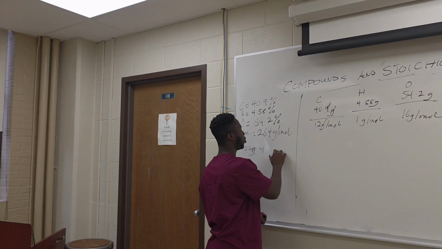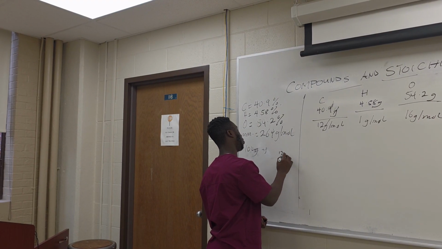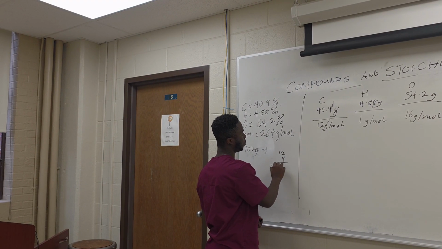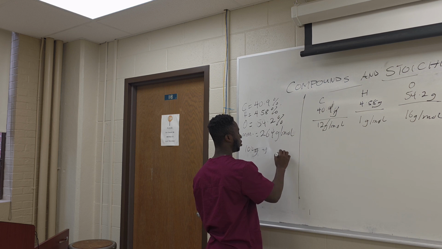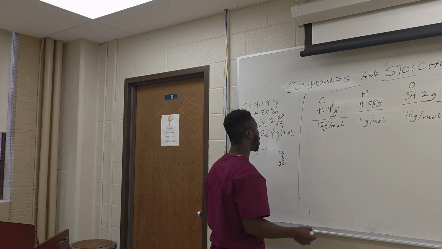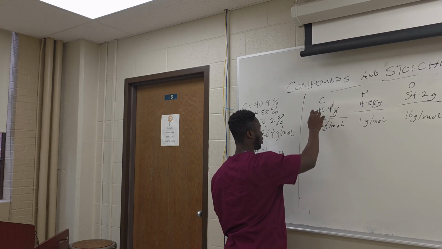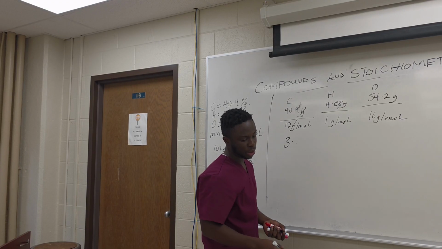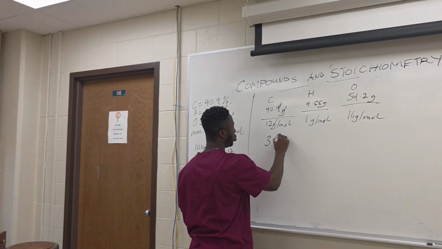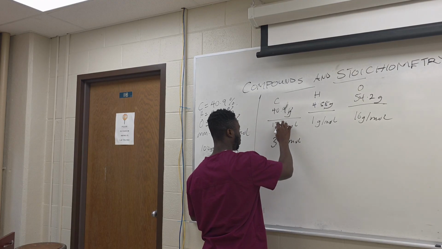12 times 2 will give us 24, so 12 times 4 will give us 48, right? So let's say 12 times 3 is 36. We get 3 point something. Let's say we're going to get 3.4 moles, right?